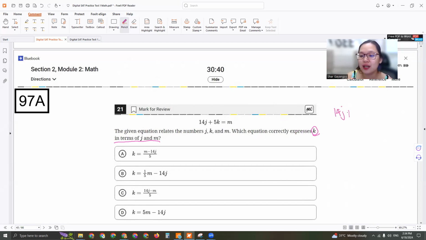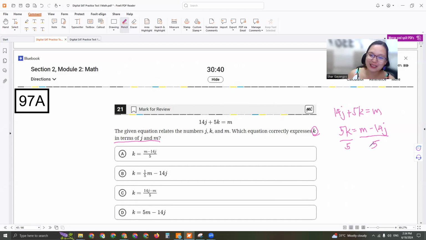So 14j plus 5k is equal to m. So isolate 5k here, that gives us m minus 14j. And then for us to isolate k, we have to divide by 5 on both sides. And then take a step back, review your choices, and then see which one makes sense.